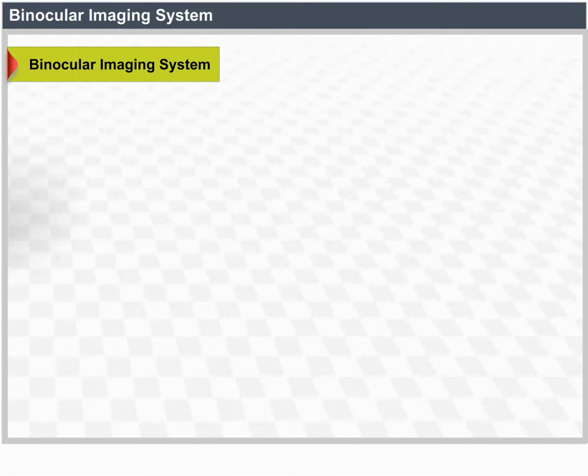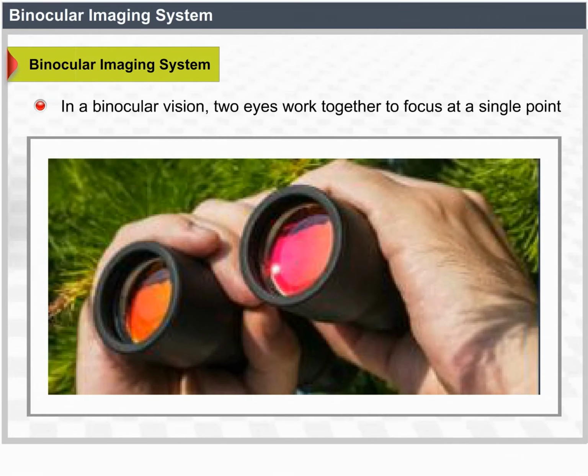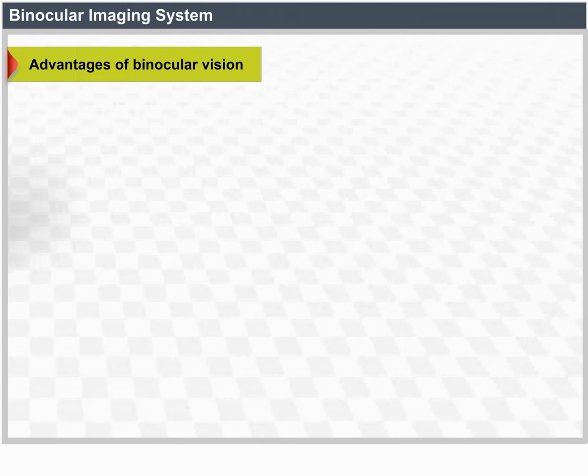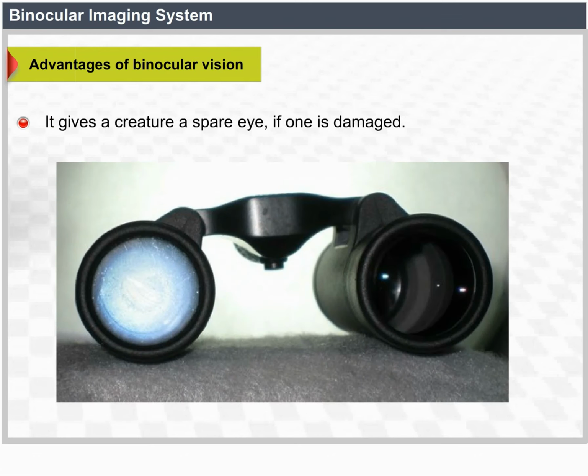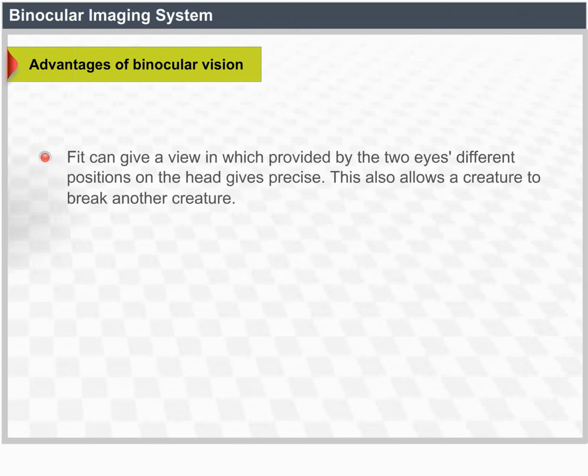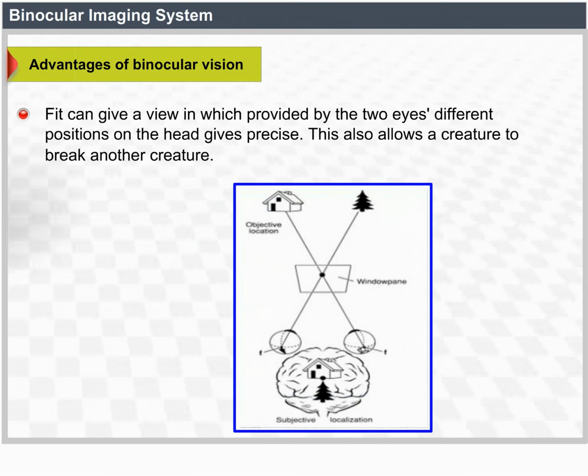Binocular imaging system. In binocular vision, two eyes work together to focus on a single point. Advantages of binocular vision. It gives a creature a spare eye in case one is damaged. It gives a wider field of view. It can give two eyes different positions.